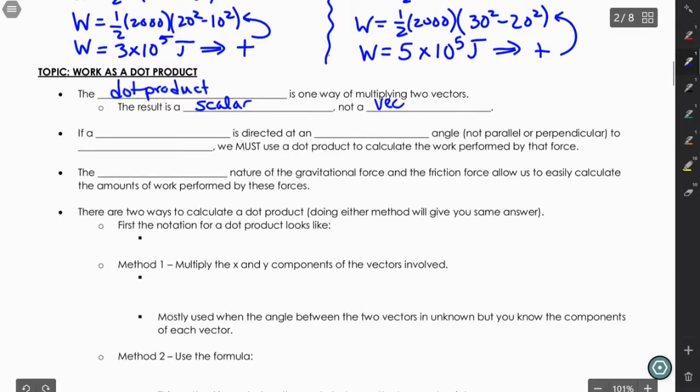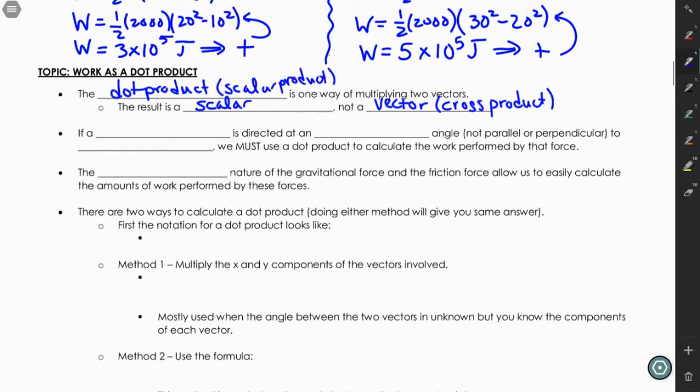not a vector, okay? The vector multiplication is what we call a cross product, and we'll talk about those when we do electricity and magnetism, okay? Sometimes the dot product is often referred to as the scalar product, all right? And it's just simply because a scalar is returned as its answer.